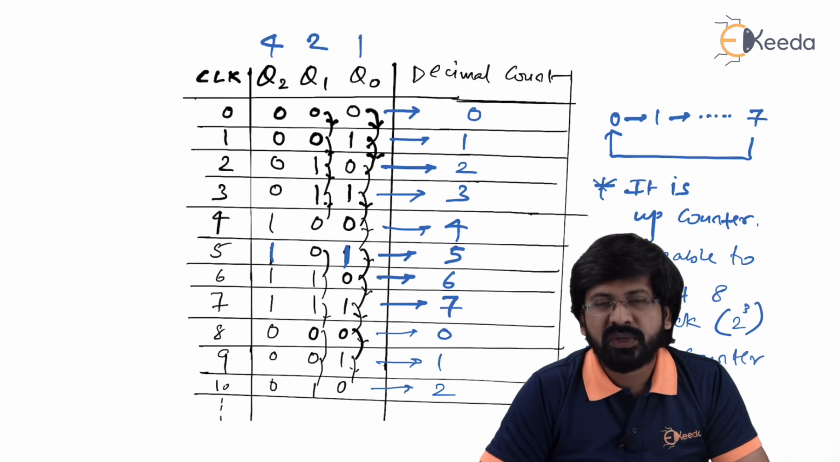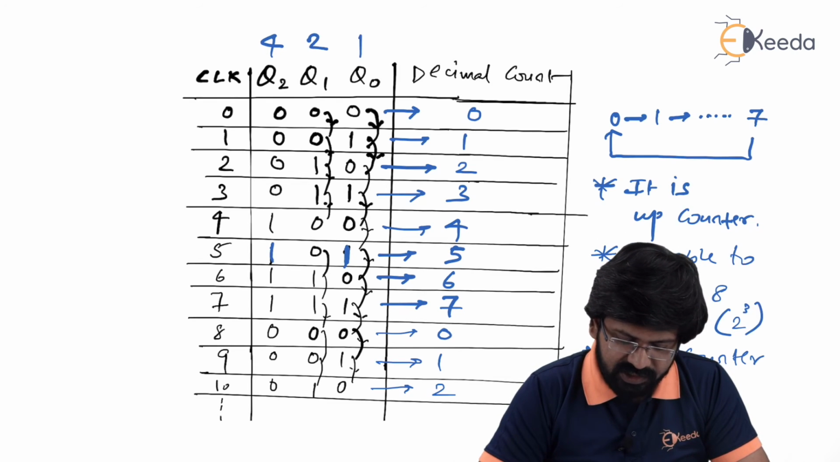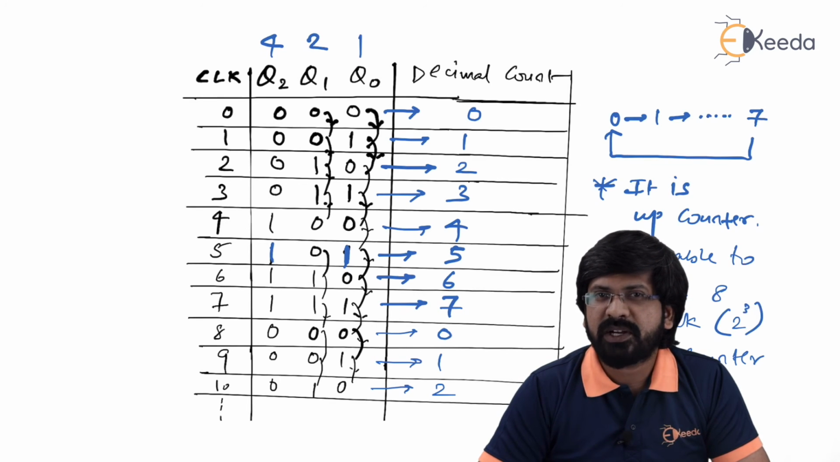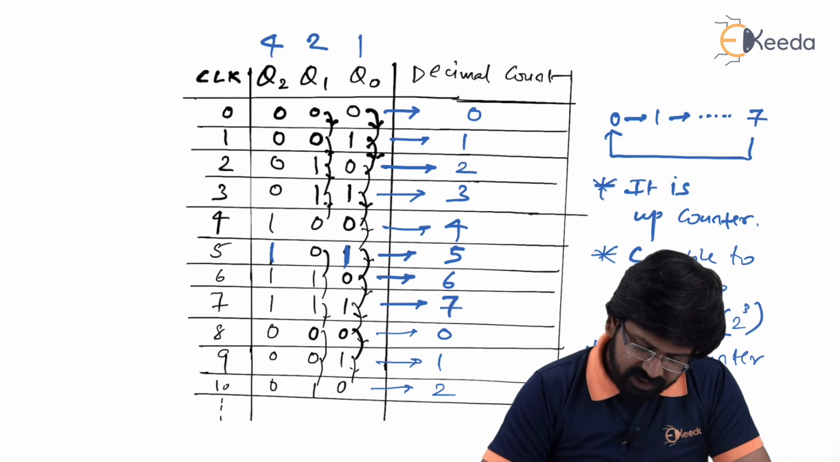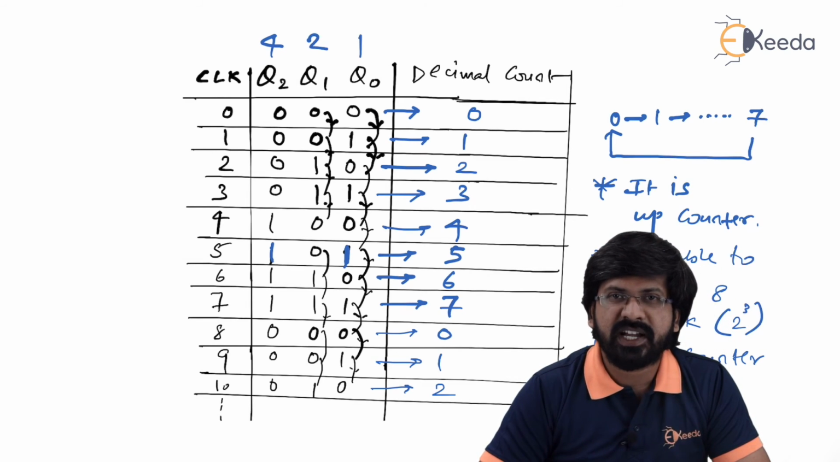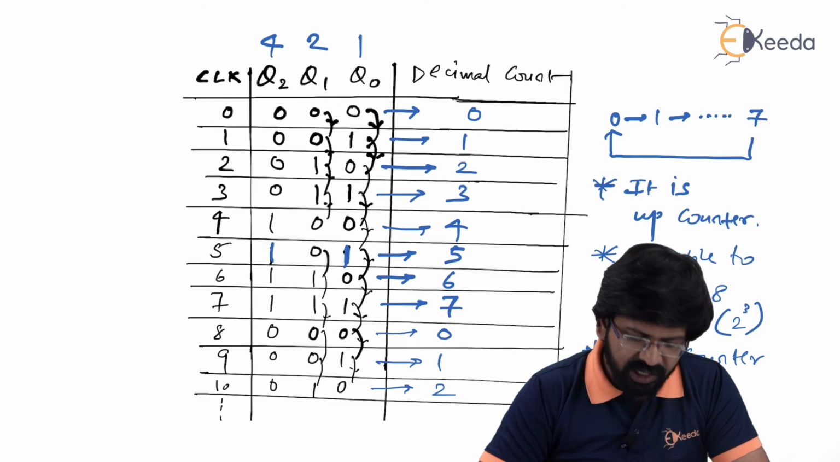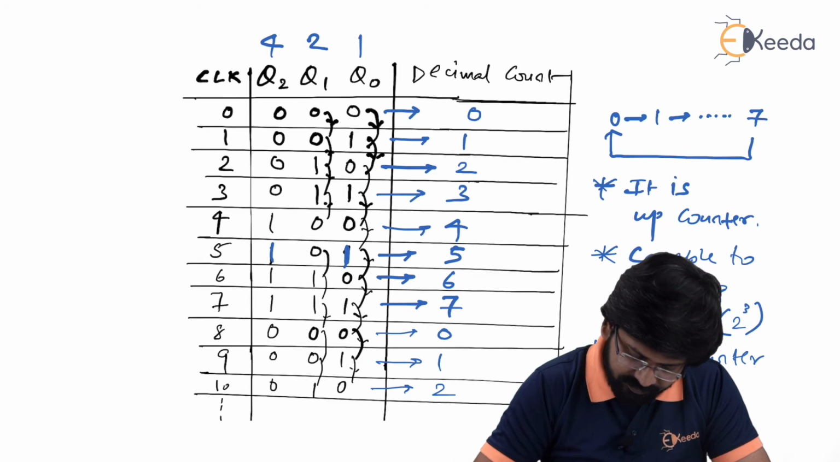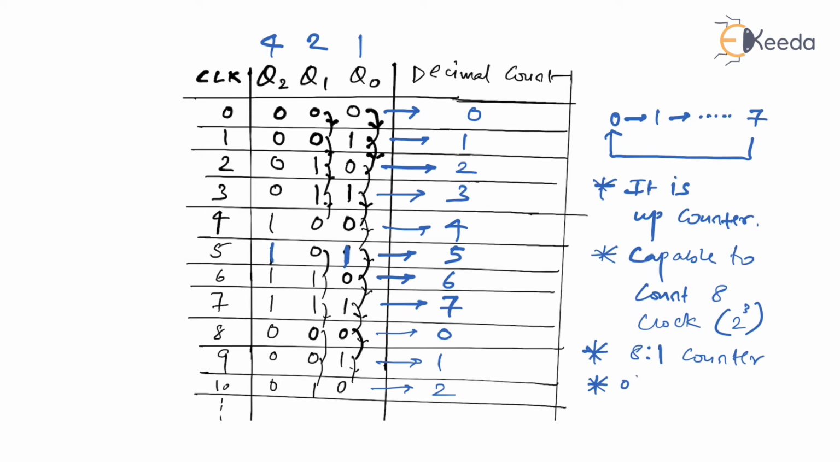I'm sure you must have understood, even for n bit, these relations hold: it can count 2 raised to n pulses, it divides incoming frequency by 2 raised to n, or it acts as a 2 raised to n is to 1 counter. In this case, since it is capable of counting 8 clock pulses, the output frequency at Q2, Q1, Q0 is always equal to f clock divided by 8. You can plot it, and you will always get this relation, f clock divided by 8.